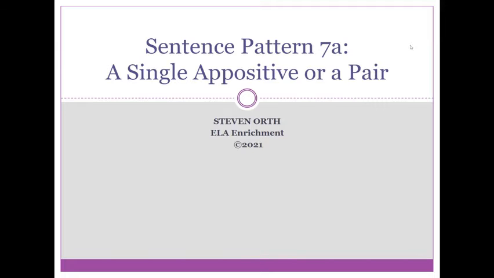So sentence pattern 7a, ironically, is probably the more common, most useful of these. It doesn't require you to only have a series or a list that you want to put at the beginning of a sentence or internally somewhere in the middle of a sentence. This is one where you can have just a single appositive somewhere in the sentence.